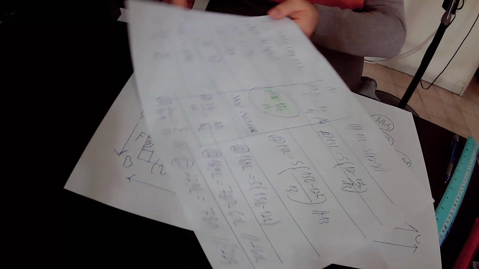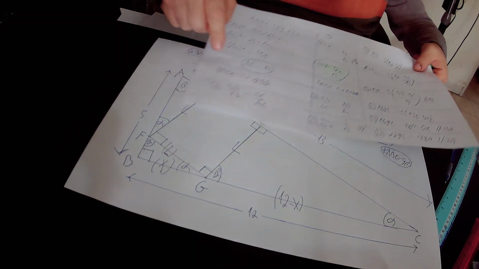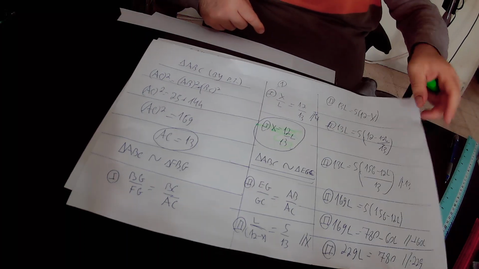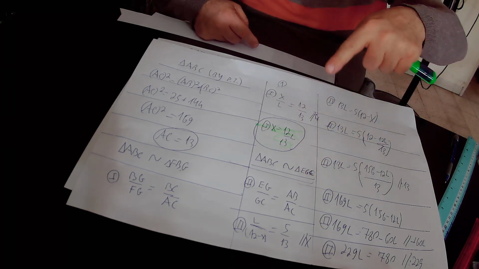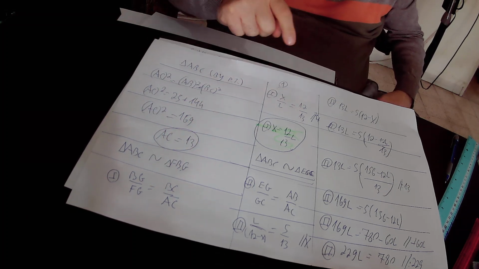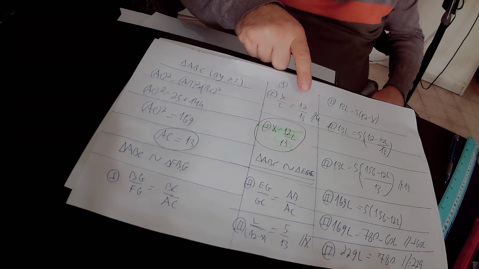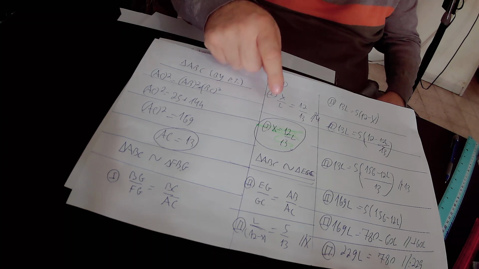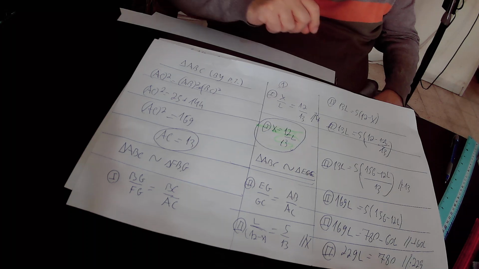So BG over FG is x over L, and it is equal to BC over AC. BC is 12 and AC is 13. So BC over AC is 12 over 13. In conclusion, according to equation 1, x over L equals 12 over 13. Here we multiply equation 1 by L, and finally found out that x equals 12 over 13 times L. This is according to equation 1.